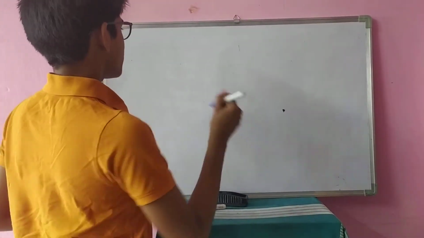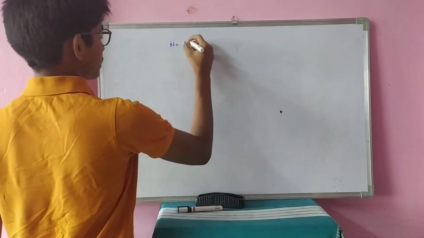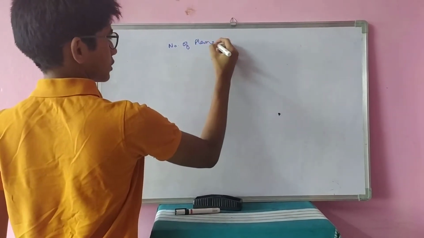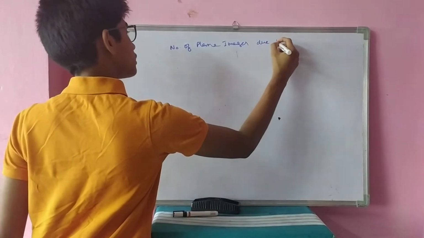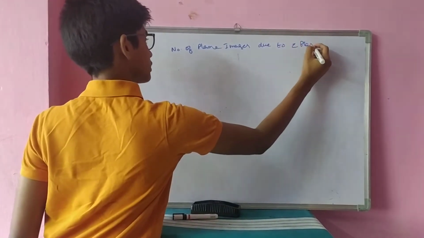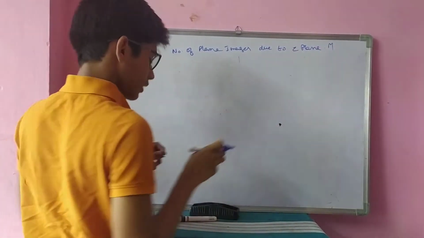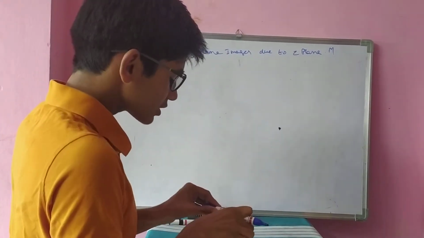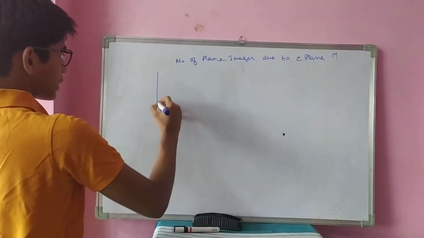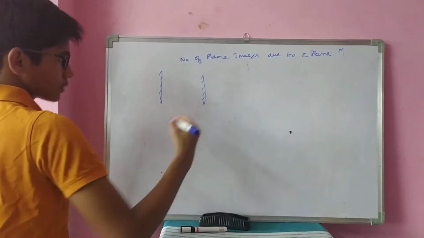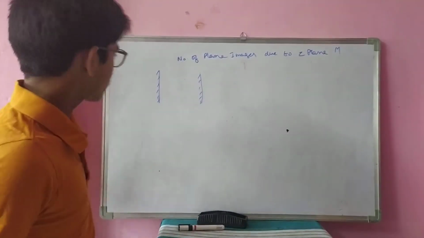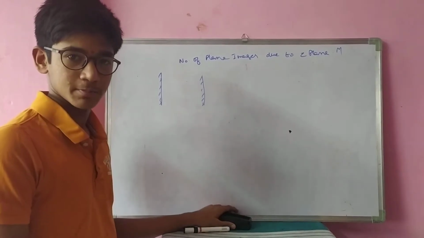Okay, our topic is the number of plane images formed due to two plane mirrors. Let us consider two plane mirrors. I have two plane mirrors. This is one mirror and this is one mirror. Okay, these two are the mirrors.